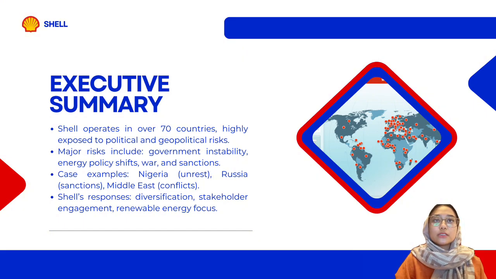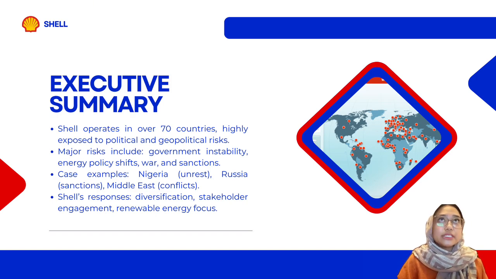Shell operates in over 70 countries around the world. Because of this, the company is highly exposed to political and geopolitical risks. These risks are mostly related to government issues, global conflicts, changing energy policies, and also international sanctions. Some of the biggest risks Shell faces include unstable governments, like in Nigeria, where protests and sabotage happen quite often. They also have to deal with energy policy changes such as the European Green Deal, which pressure companies to move away from oil and gas.